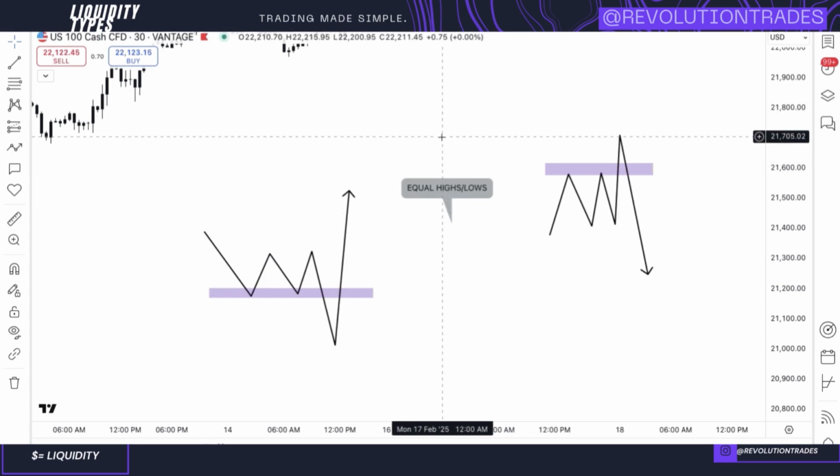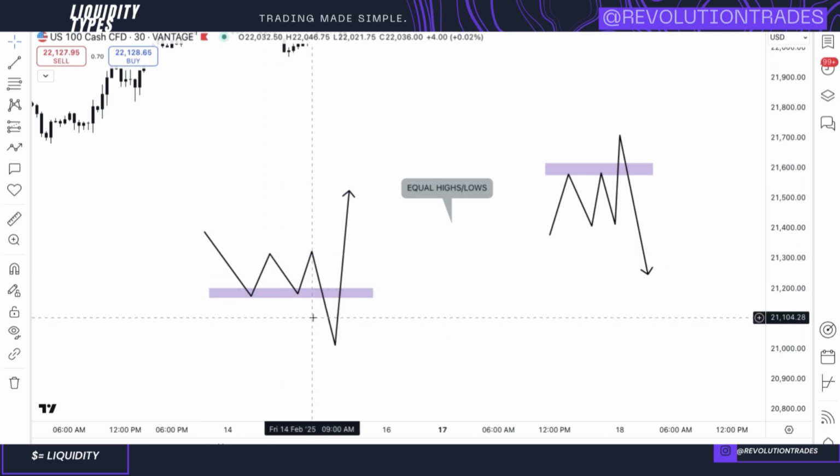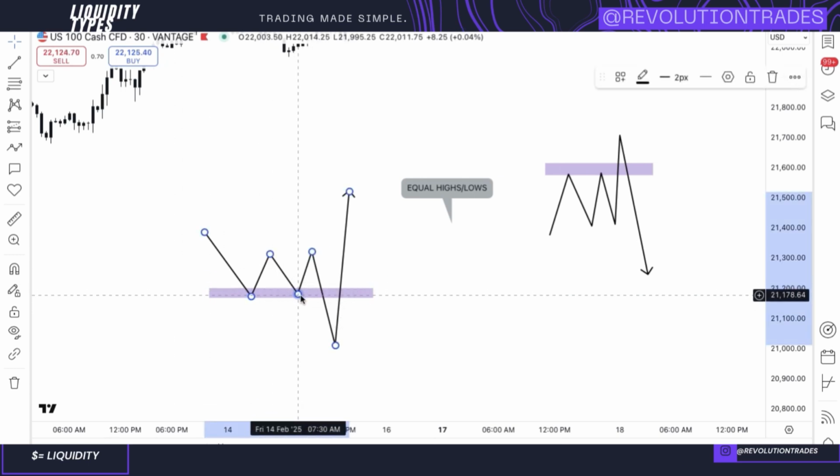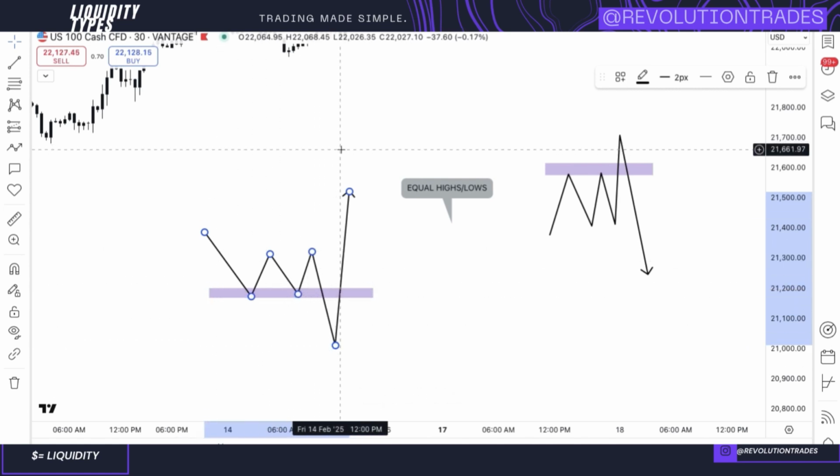Equal highs and lows are the last liquidity type that I like to use. For equal highs and lows, they are going to look like this. And sometimes people call it the M pattern or the W pattern. When it comes to this, guys, you want to look at lows for buys. You want to pay attention because price will do what? Use these lows, these equal lows as liquidity to then reverse into the opposite direction.